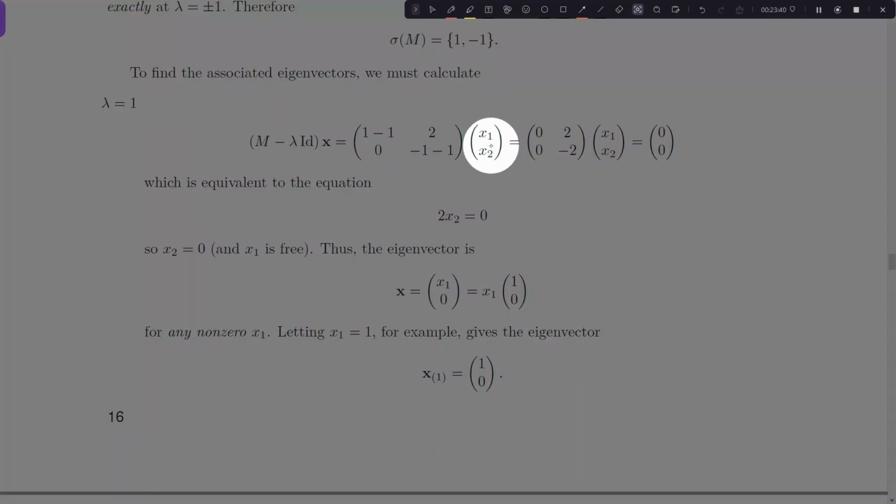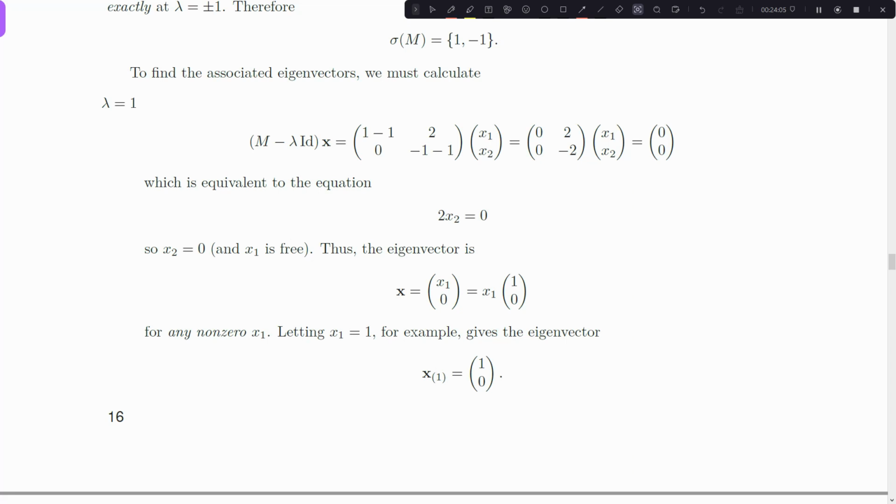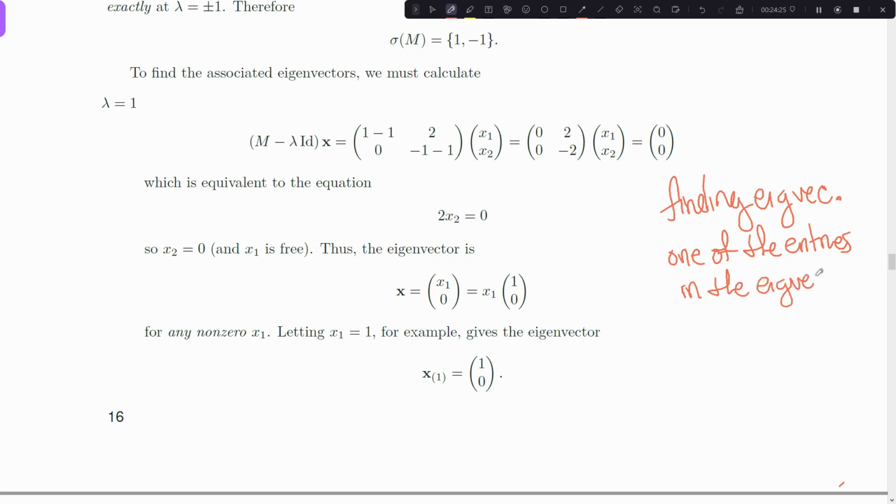Well, that helps us find x, the eigenvector, because we act that matrix on x1, x2, set it equal to 0, and we'll notice that this is x1 times 0 plus 2x2 equals 0, or x1 times 0 minus 2x2 equals 0. Either way, it gives us the equation 2x2 equals 0, or rather, x2 equals 0. Notably, that means x1 is free. When you're finding eigenvectors, one of the entries in the eigenvector will remain free.